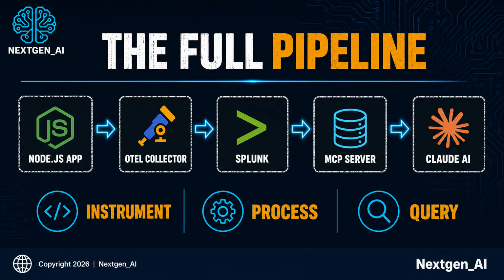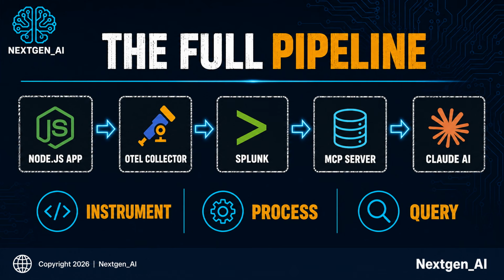Traces track the progression of a single request as it travels through a distributed system. A trace is composed of spans, where each span represents a specific operation, like a database query or an API call, complete with start times, end times, and status codes.